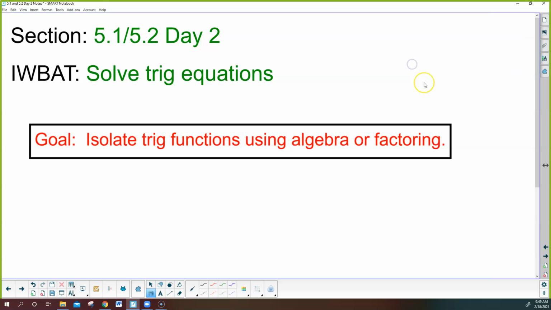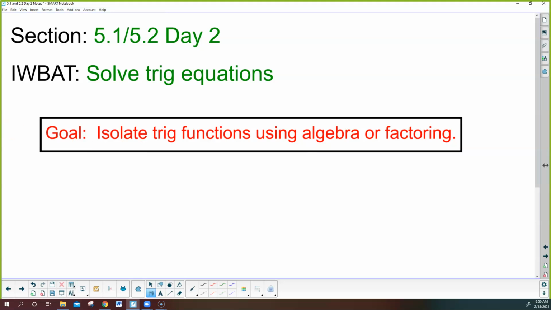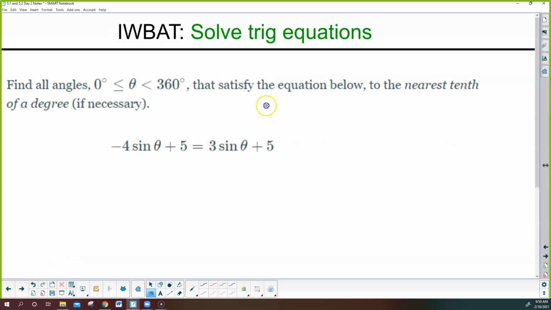All right. So officially, this is 5152 day 2 notes. And our goal is the same: isolate the trig function. All right, so we're going to do a couple more problems.